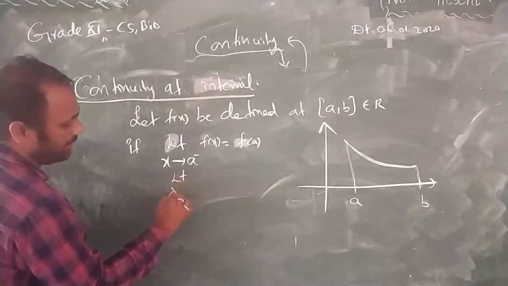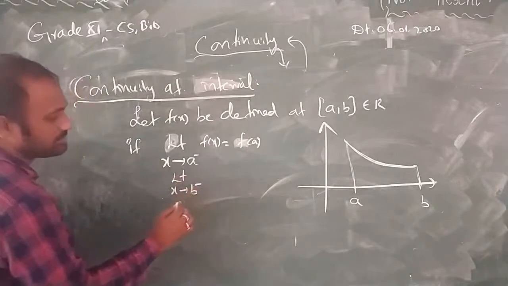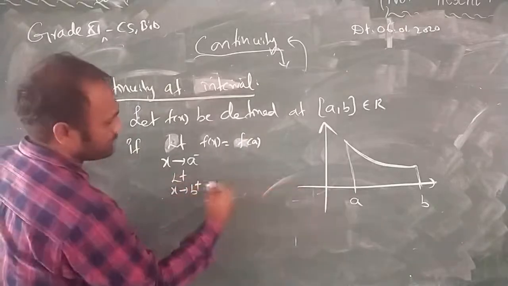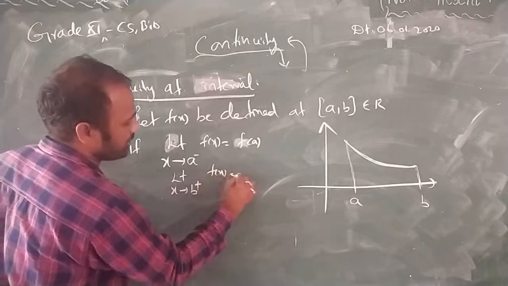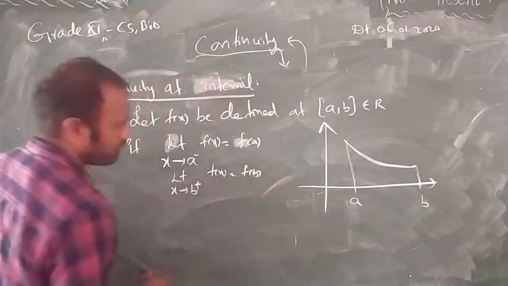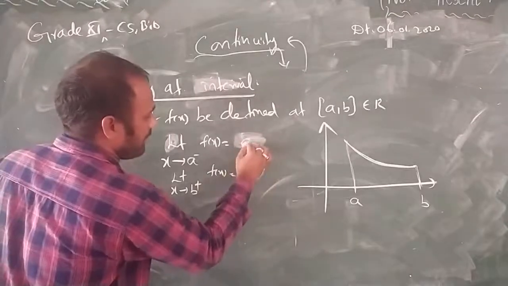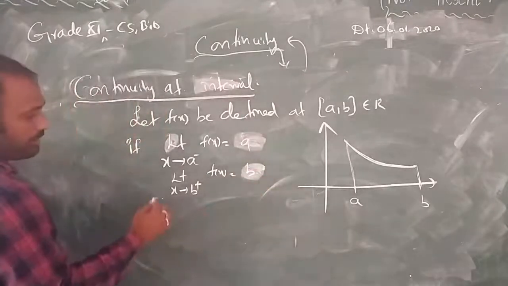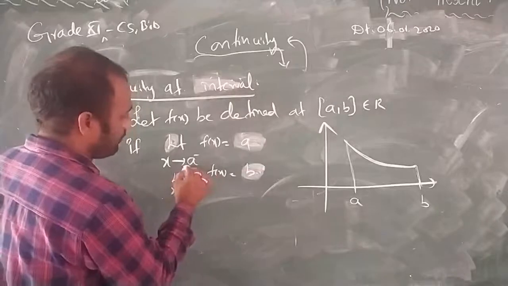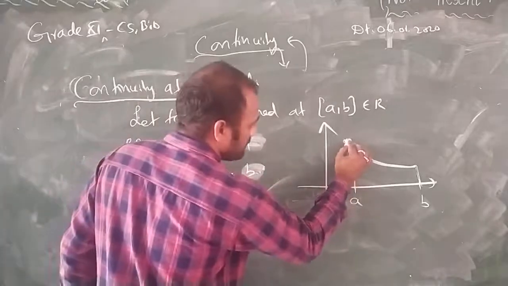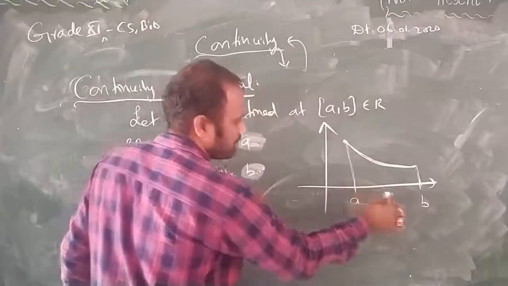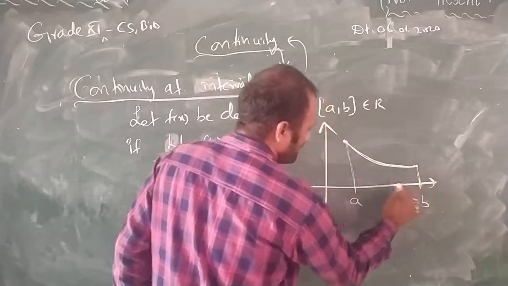Next, the limit as x tends to b from the right, of f of x, is equal to f of b. Or else we can write it as the a value and the b value. So from the left hand side, if I want to call it the left hand limit, it should exist here, and at this point also it should exist.